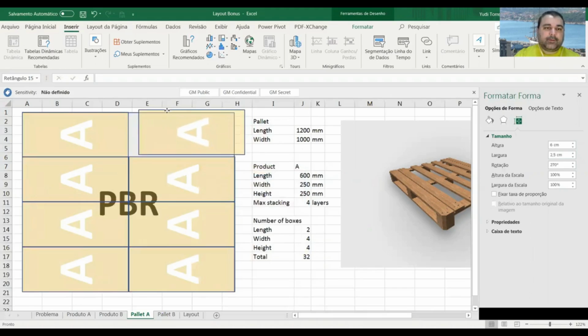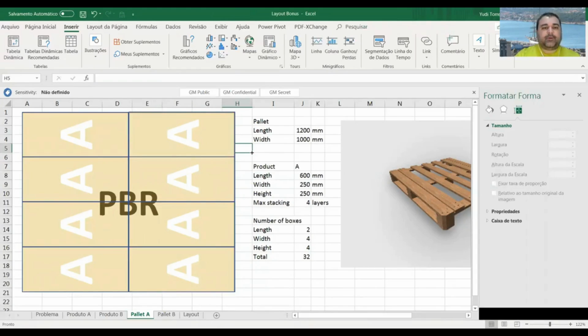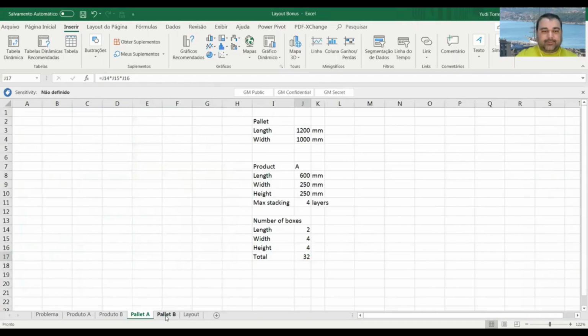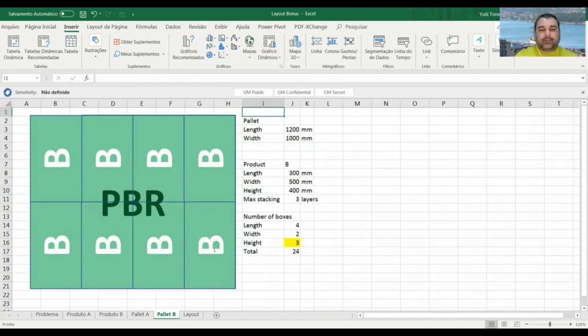And then what I did is I could arrange the boxes over the pallet design. So I know that for this box size, I can put 8 boxes per layer in the pallet. As the maximum stacking was 4 layers, we can have a total of 32 boxes in this pallet. And here you can see a picture of a wooden pallet that we are probably going to use. I did the same thing for product B. It's also 8 boxes per layer, but the maximum stacking is only 3 layers. So I could only put 24 boxes of product B in a single pallet.